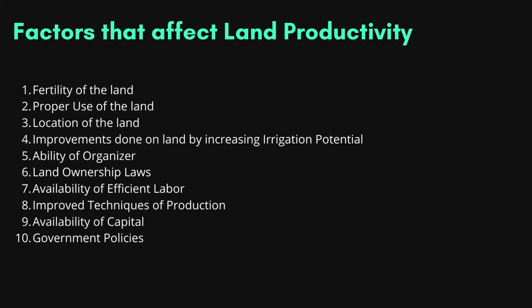So the tenth factor is government policy. The productivity of land is affected by the government policy regarding agriculture. Agricultural productivity starts increasing when the government adopts a proper agricultural policy and provides required assistance to the farmers. On the other hand, the state's negligence towards agriculture is regarded as one of the main causes of agricultural backwardness. This results in low agricultural productivity.